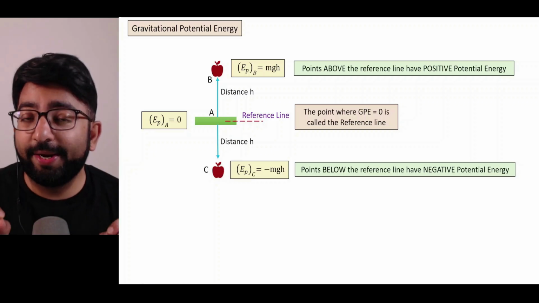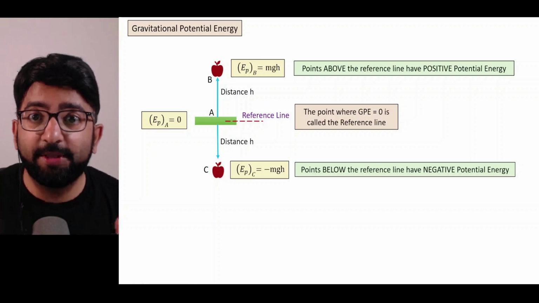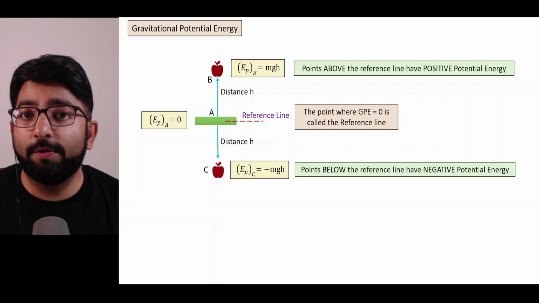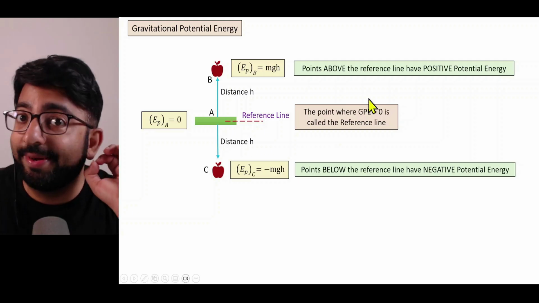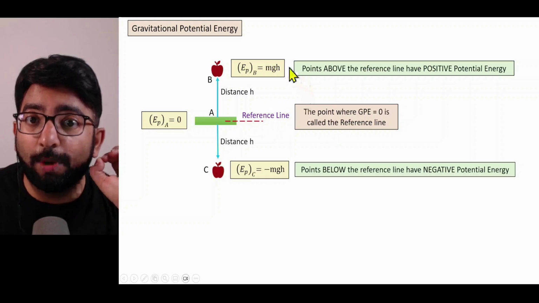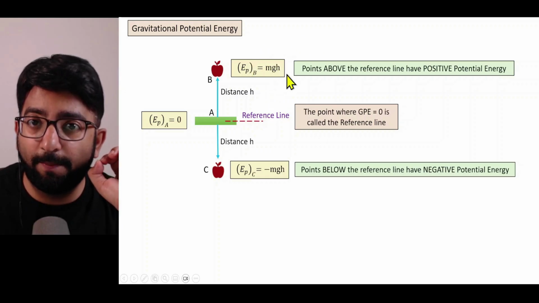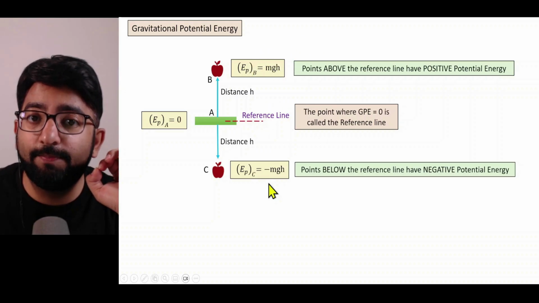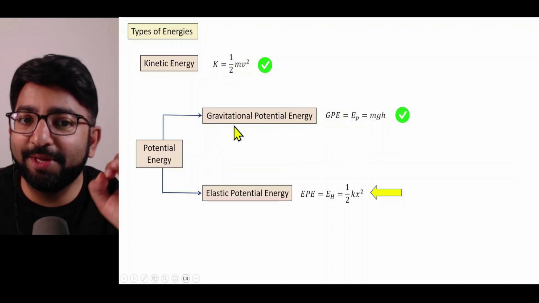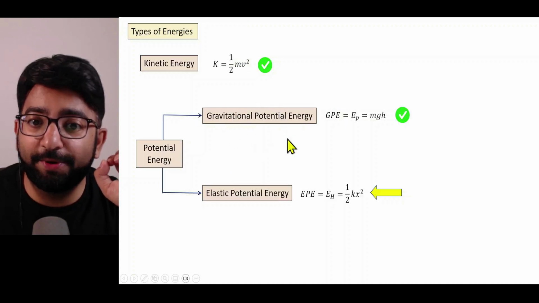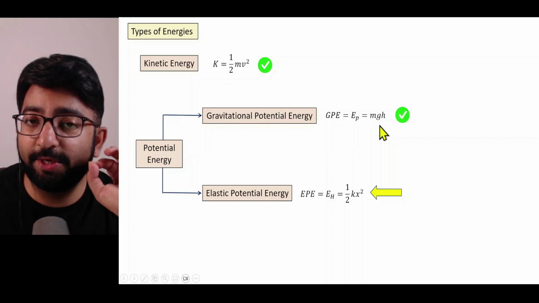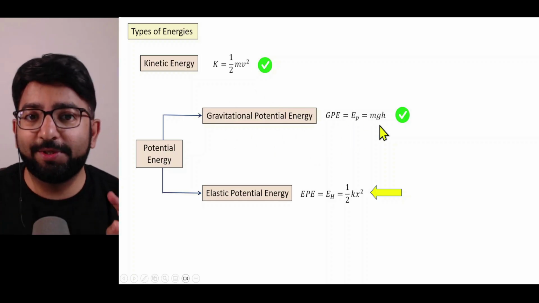While solving questions which deal with potential energy for this chapter, it is very important for us to analyze what the reference line is. If we go above the reference line, potential energy will be positive. Below the reference line, potential energy will be negative. So this was all about the gravitational potential energy. The formula is mgh, but we need to be careful about the sign.